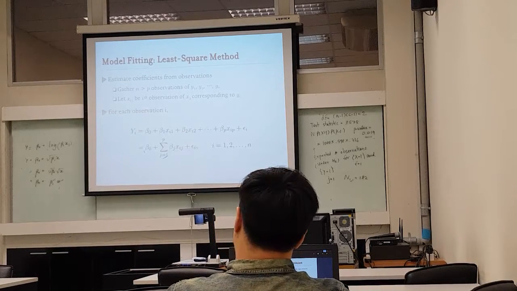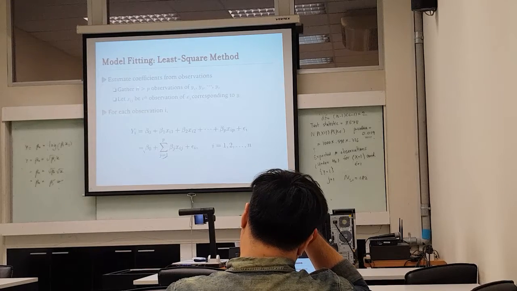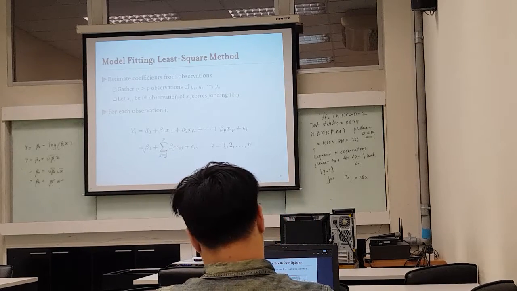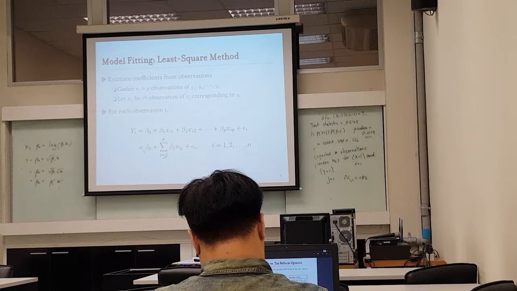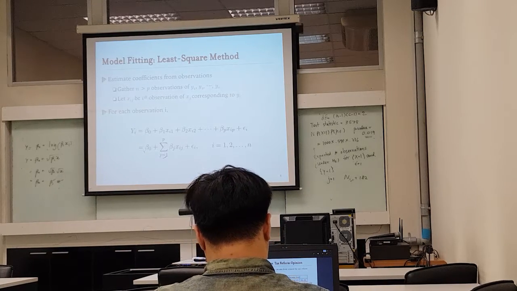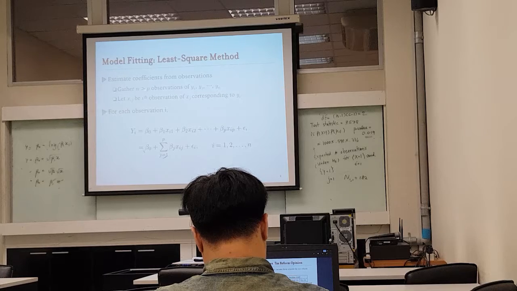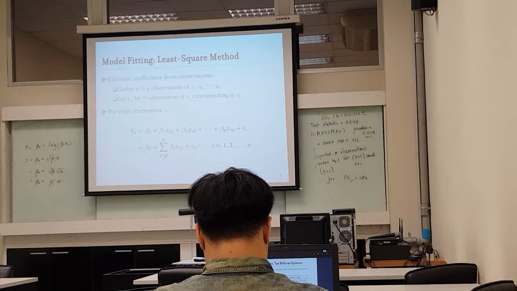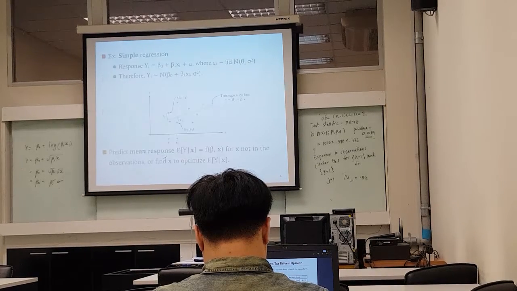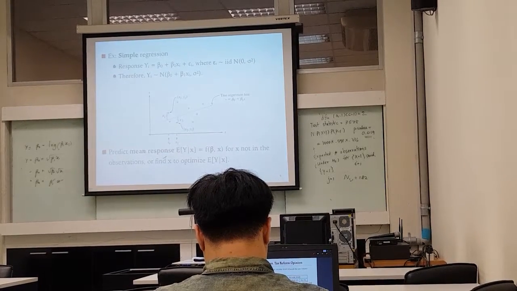Now let's say you have observations. The assumption is that the number of observations must be greater than the number of predictors, P. P is the number of predictors. If P is 1, if you have one predictor, then you need to have at least 2 data points.